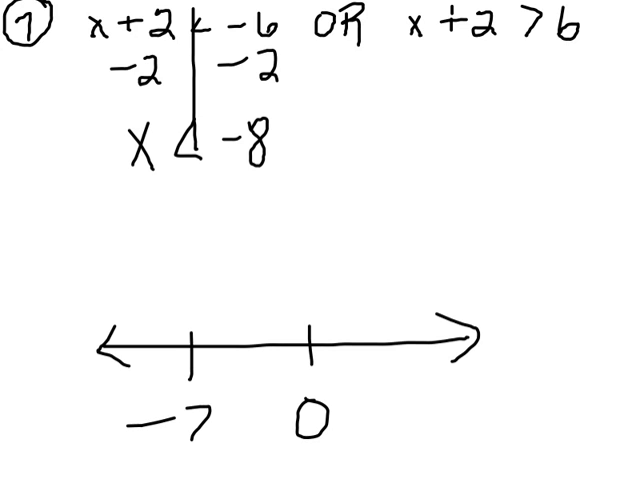So at negative 8, we're going to have an open circle, and let's read that from the letter. So it says x is less than. Numbers to the left are less than.